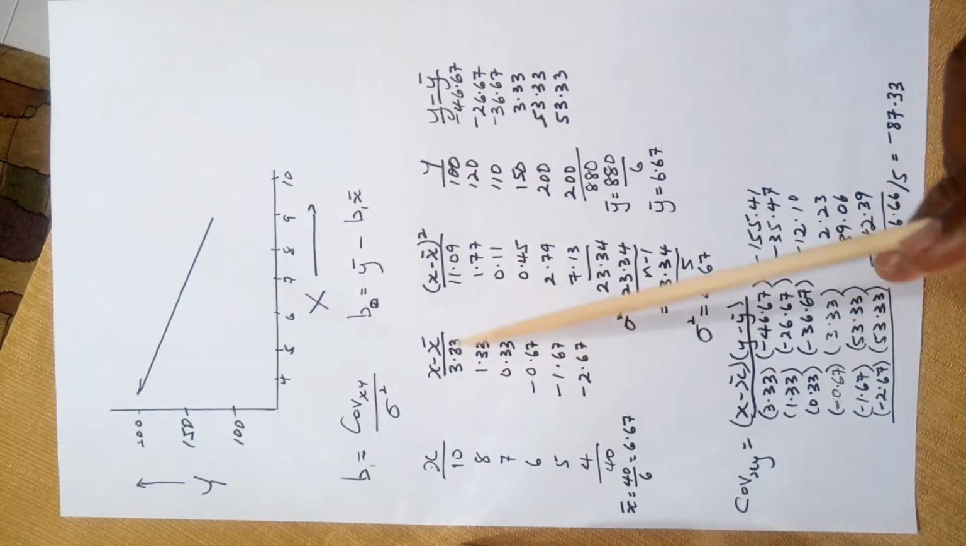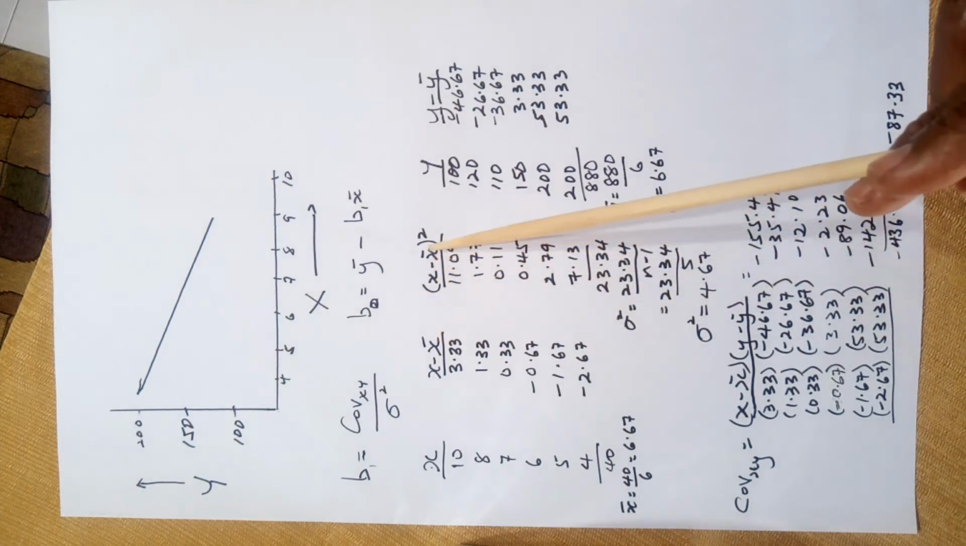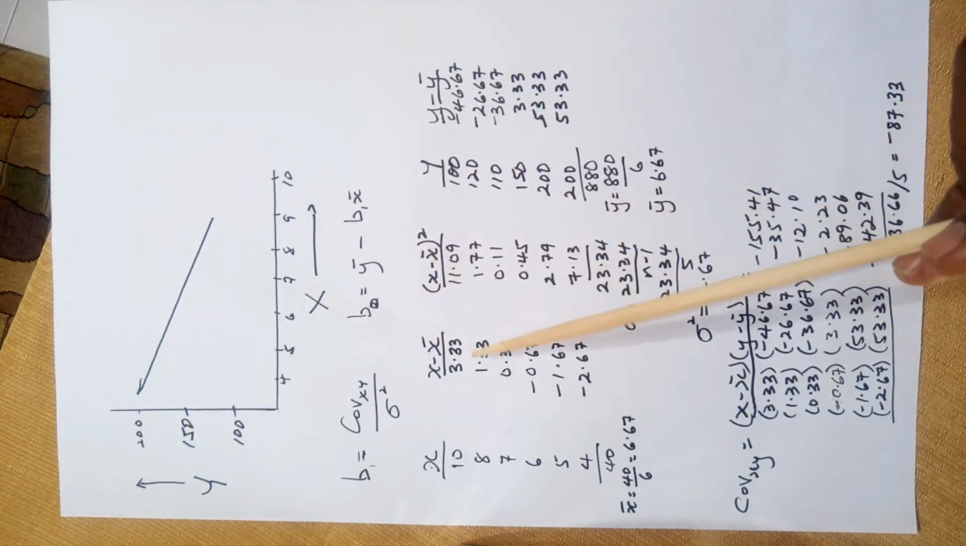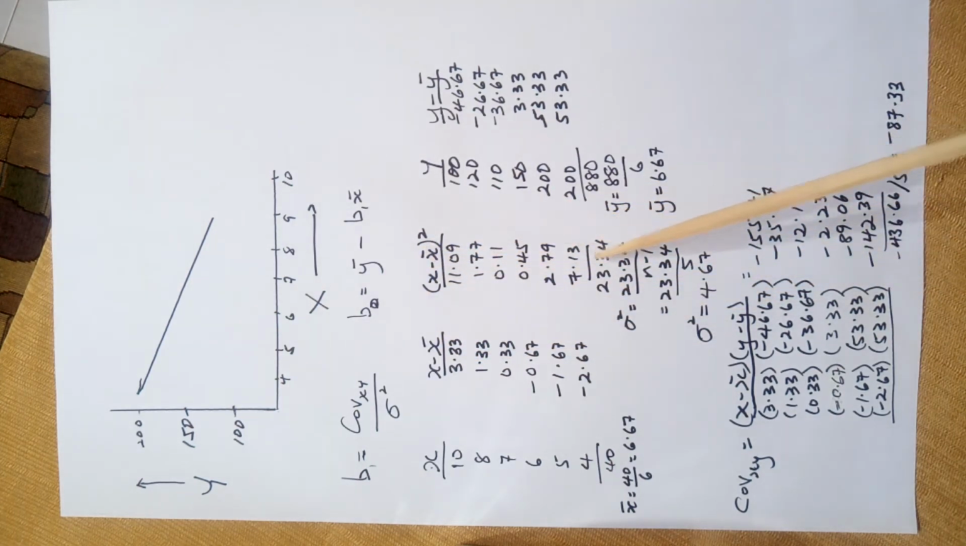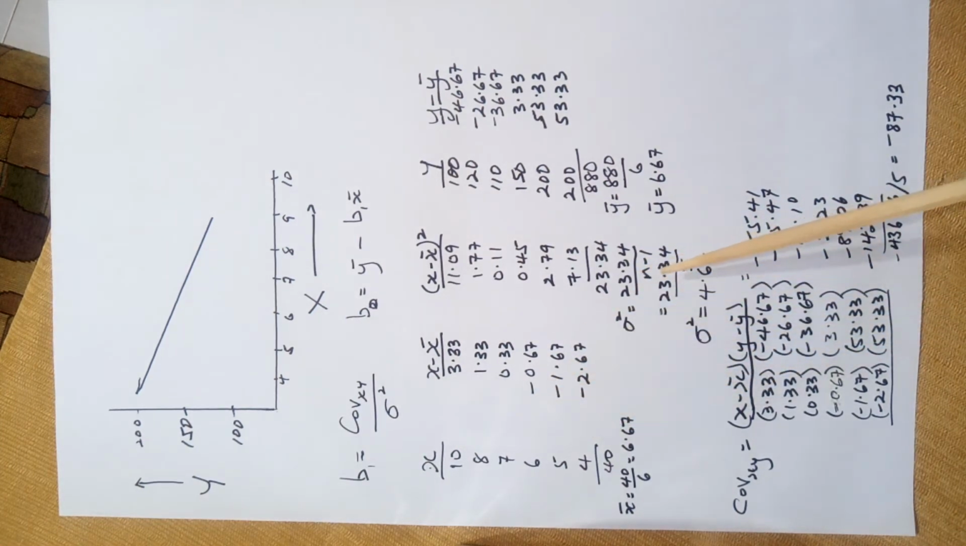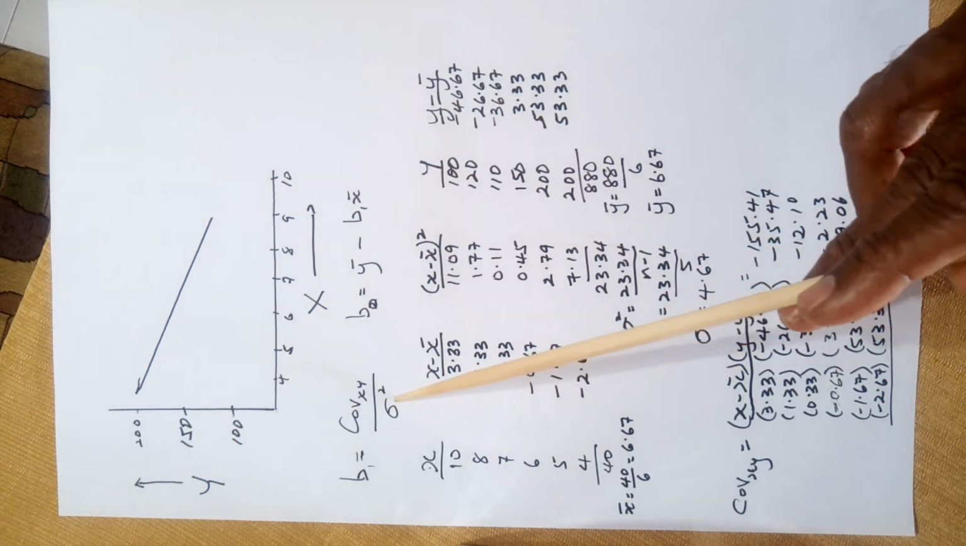Then we square these values, which is what this column is, simply squaring these. Add them up, divide that total by n minus 1, where n is the number of values, which in this case is 6. We end up with 5 values, and this gives us our variance x, 4.67. So at this point, we have this value.